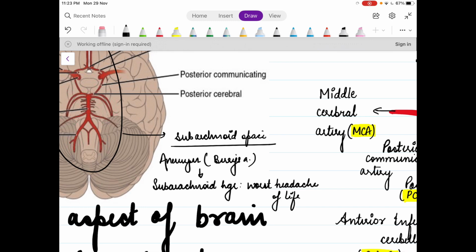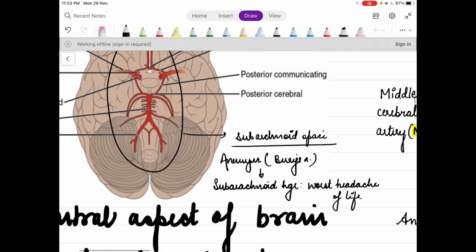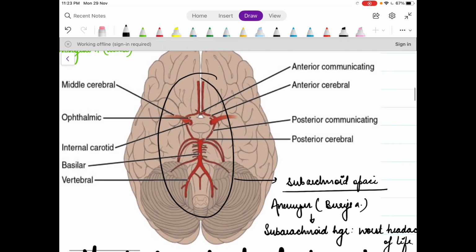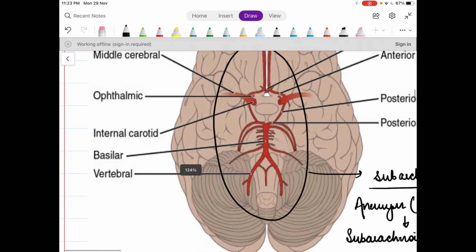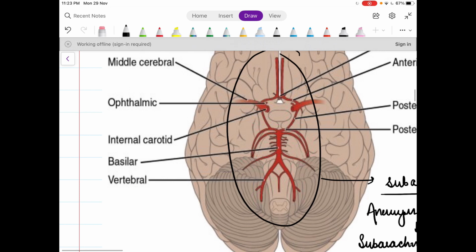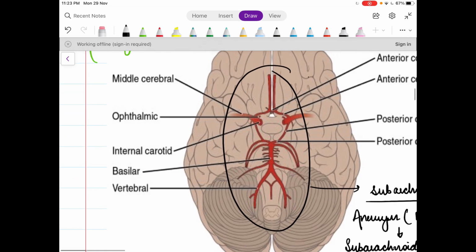And now we know why a berry aneurysm rupture gives rise to a subarachnoid hemorrhage, because the major blood supply of the brain exists in the subarachnoid space. Here we can clearly see that there are two circulations. One is the anterior circulation.